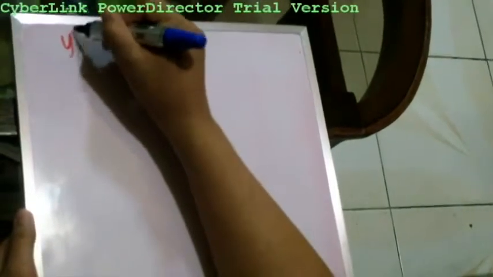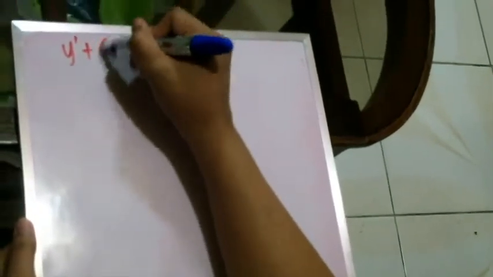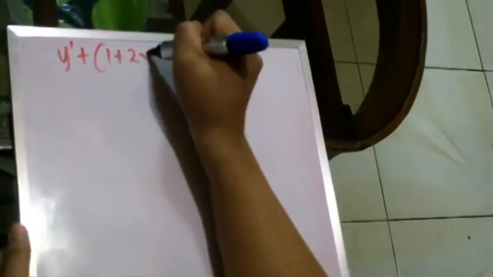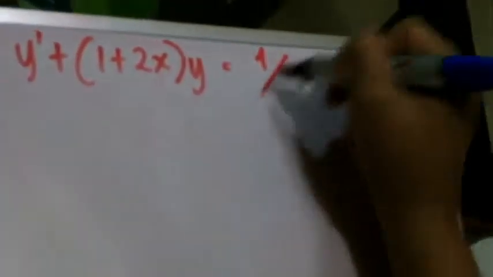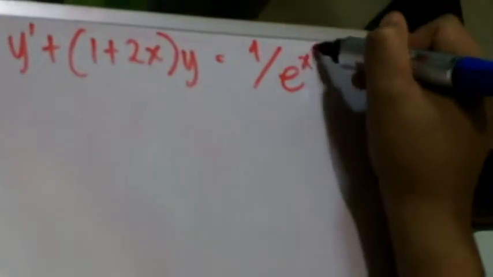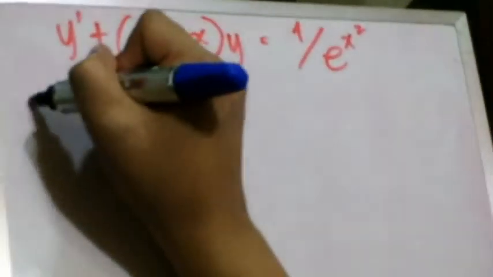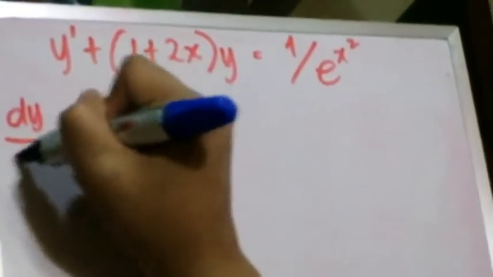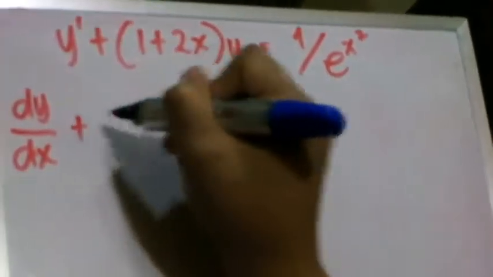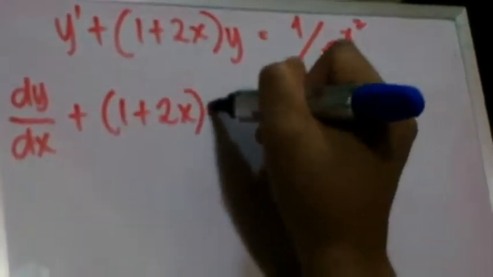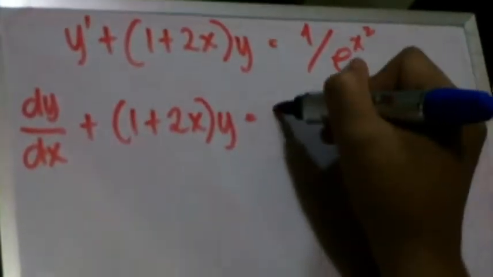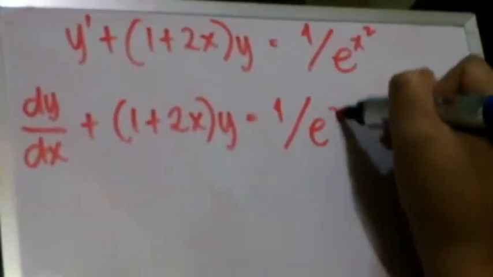The equation is y prime plus the quantity 1 plus 2x times y equals 1 over e raised to x squared. Transforming y prime to dy over dx, we have dy over dx plus the quantity 1 plus 2x times y equals 1 over e raised to x squared. Now we have a linear equation.